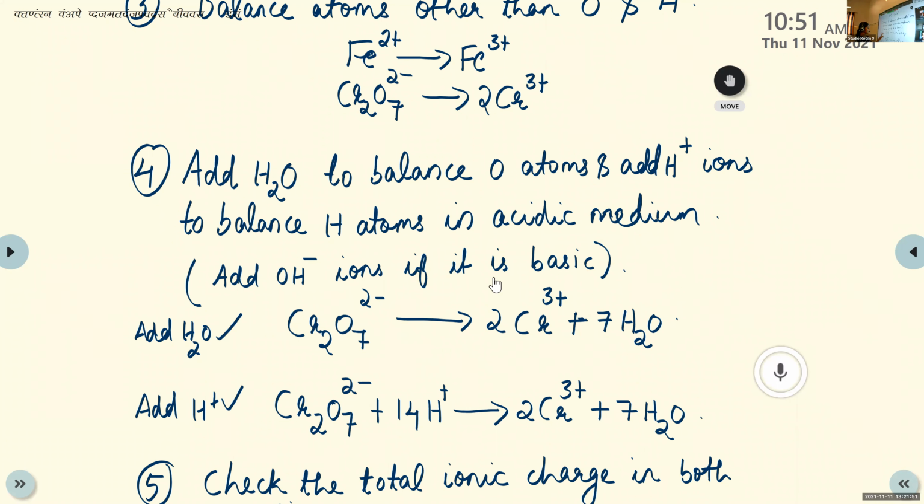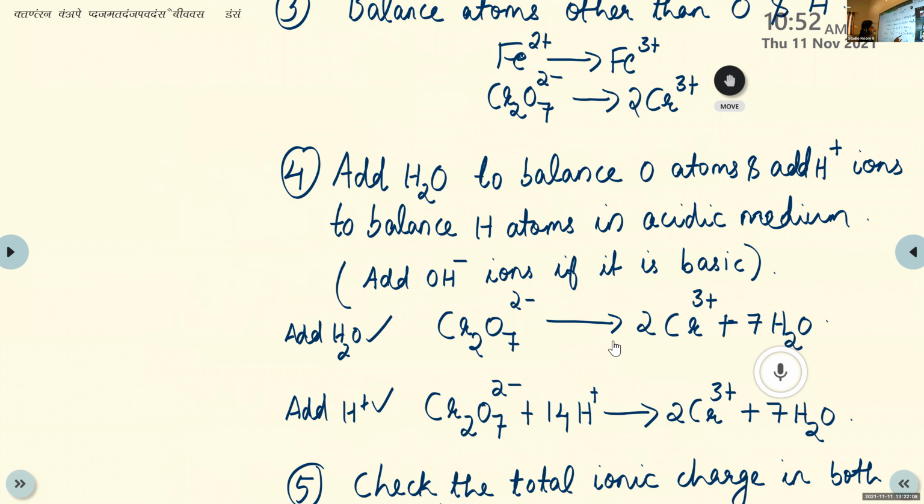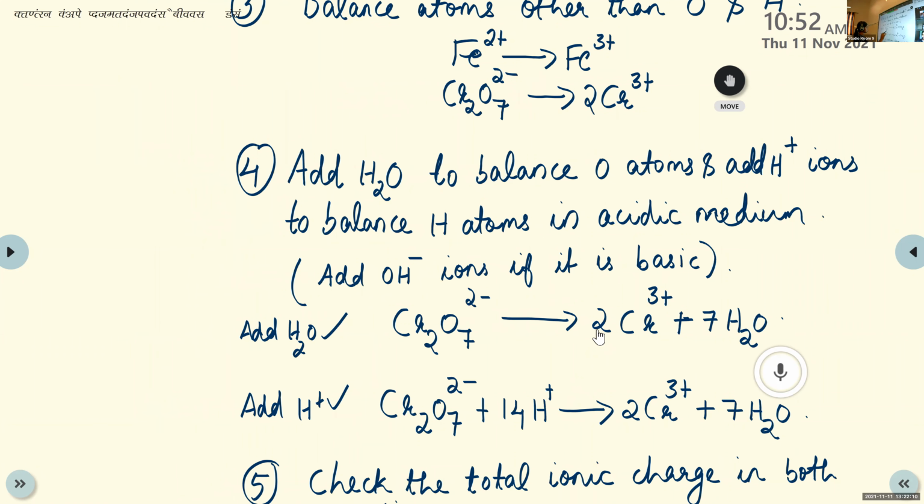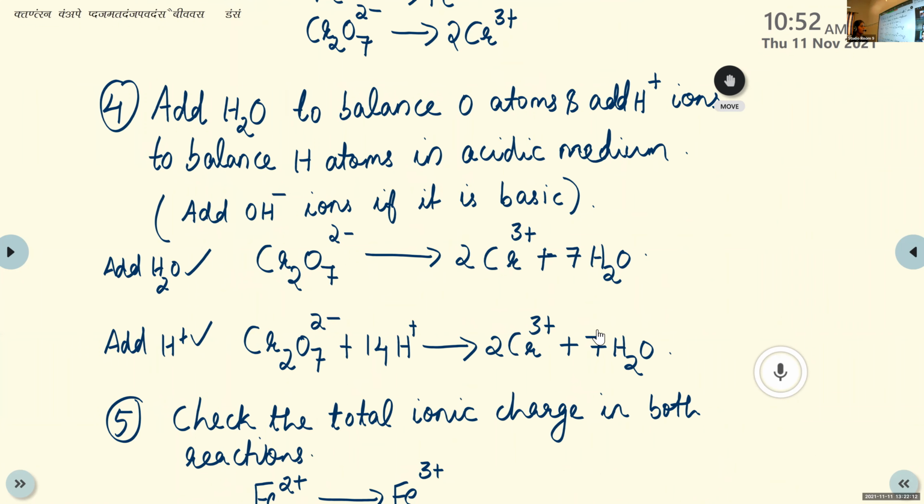So before that, we have to check the number of oxygen atoms on the left hand side and right hand side. In this equation, there are 7 oxygen atoms on the left hand side. So we need to add 7 oxygen atoms on the right hand side. For that, we will add 7 H2O.